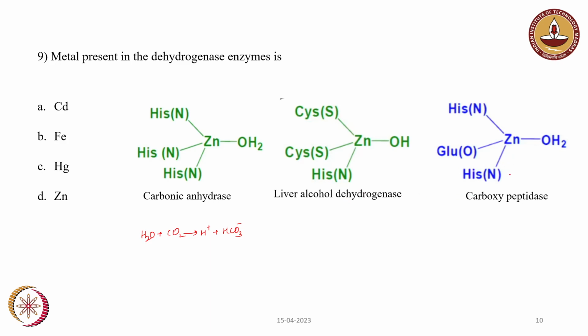And the third one is carboxypeptidase, which is used to break peptide bonds in proteins. So these are the three small enzymes present in our body. We are asked the metal present in dehydrogenase enzyme. So in dehydrogenase enzyme, zinc is the metal present. So option D is the answer.